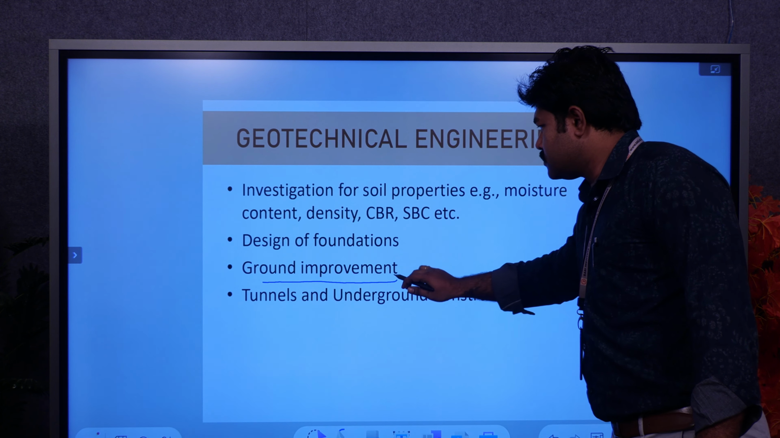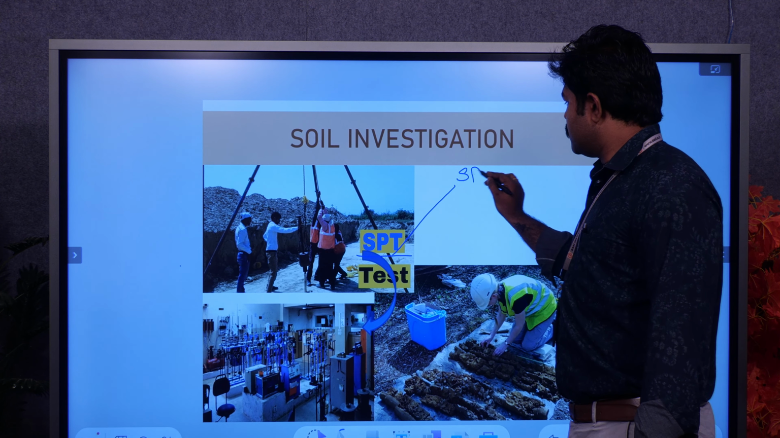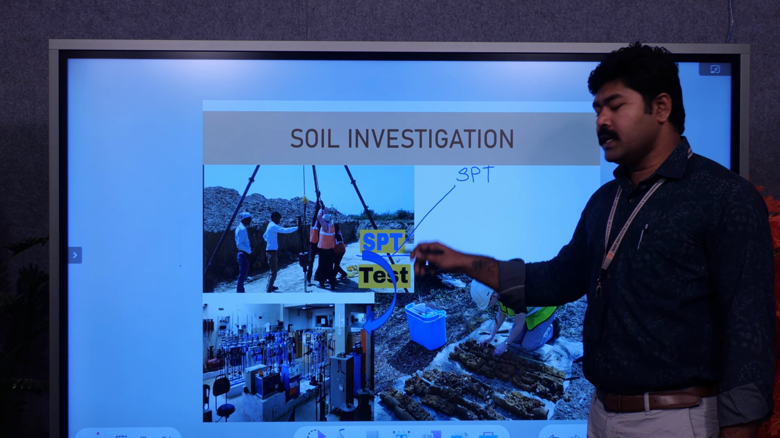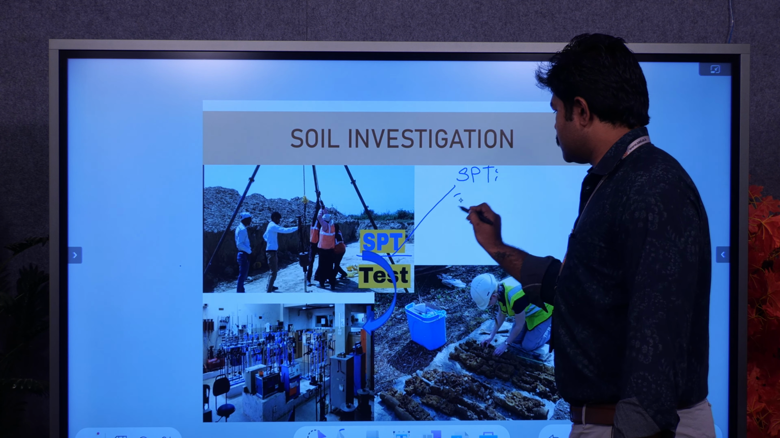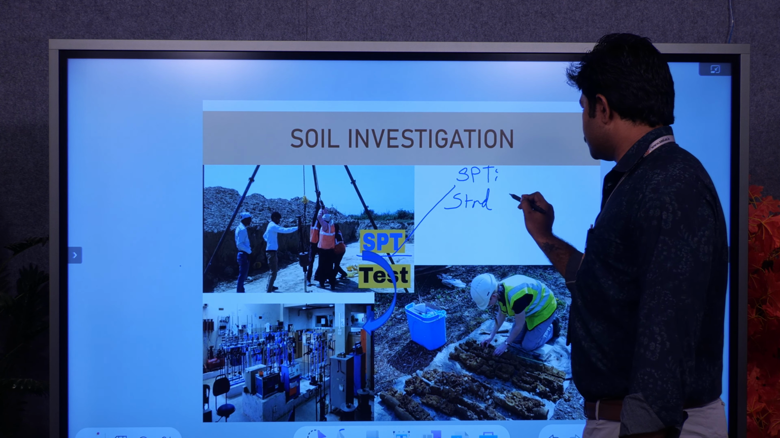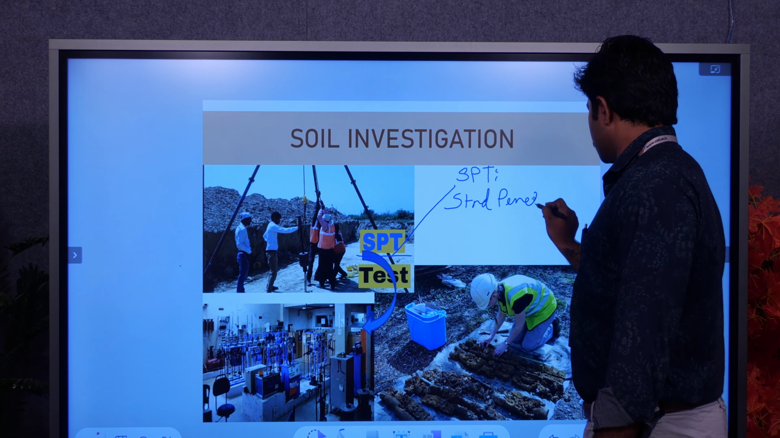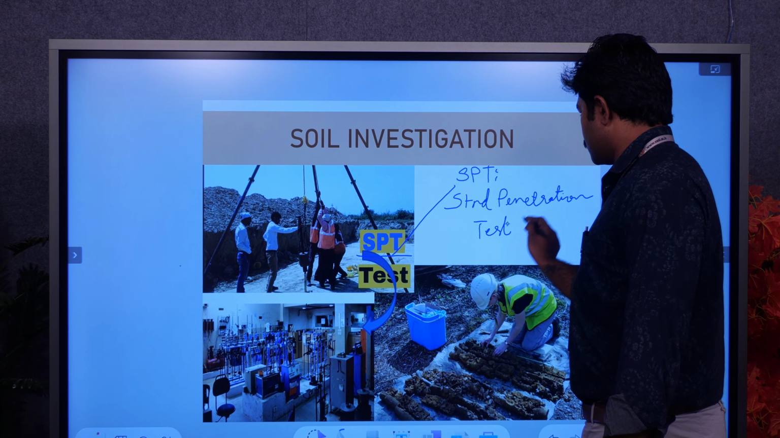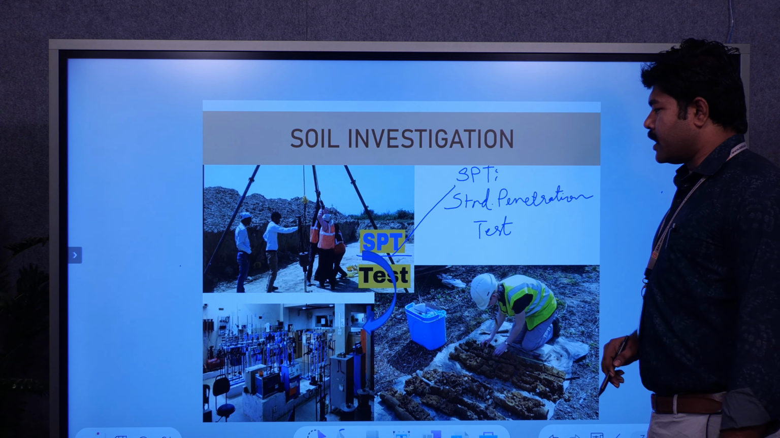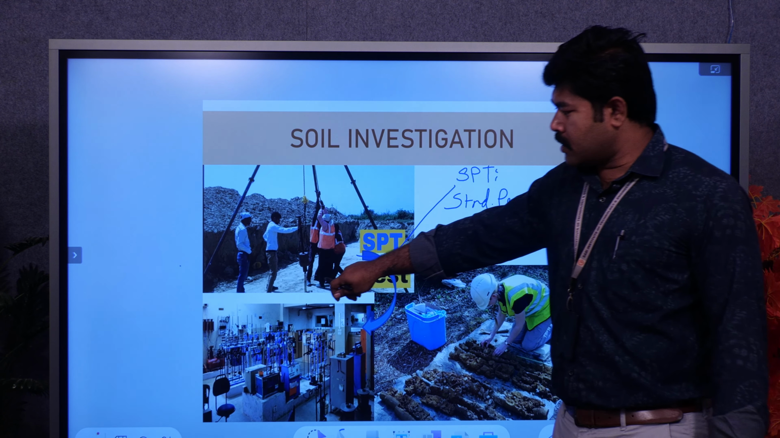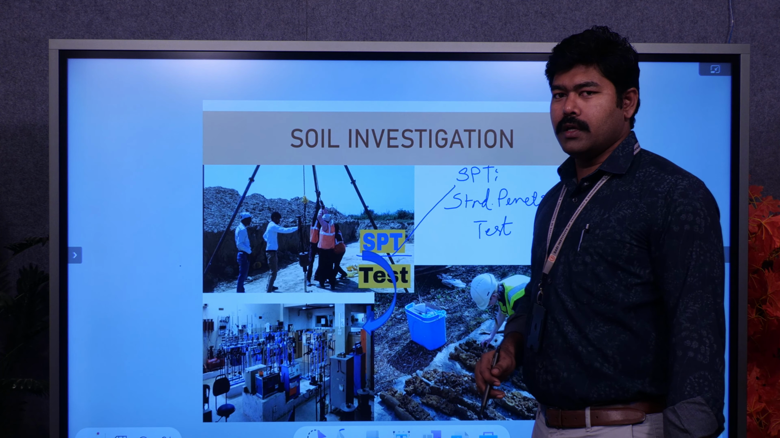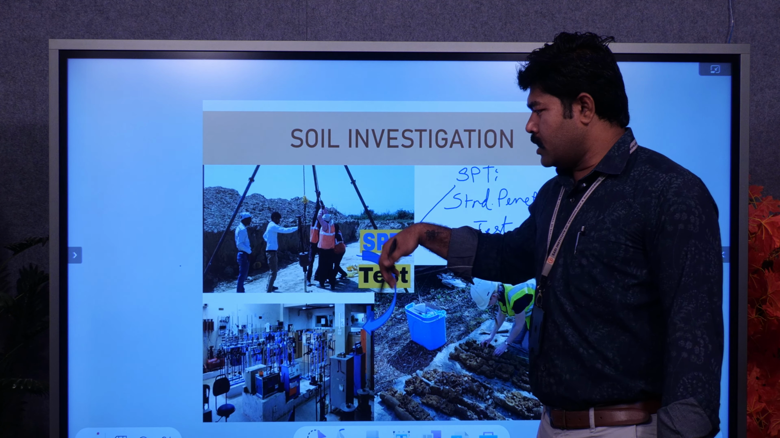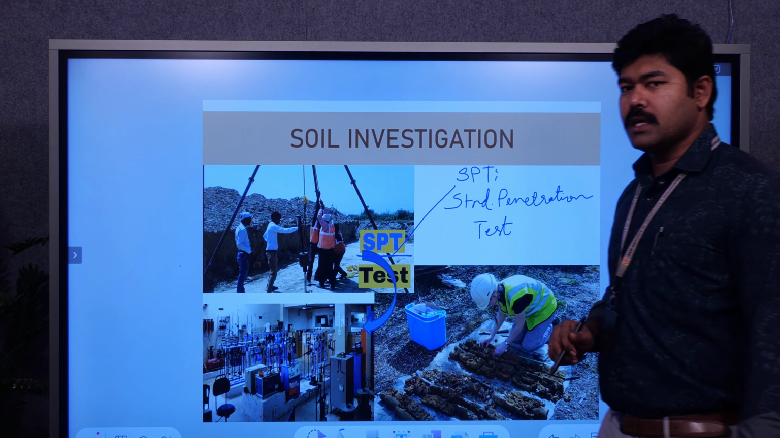While investigating the soil to find the SBC value, geotechnical engineers will conduct the SPT test. SPT means standard penetration test, which is conducted on site. This is called an in situ test. In situ means on field. They will conduct this test wherever the structure needs to be designed, where its foundation is. There we need to conduct this SPT test.